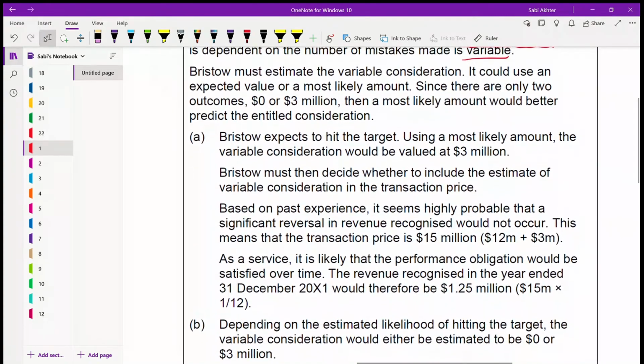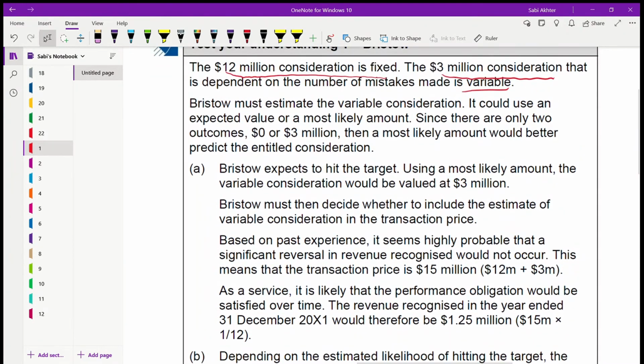Now let us go by A. So the best estimate to hit the target: using a most likely amount, the variable consideration would be 3 million, right? They are most likely to reduce the mistakes below a certain threshold. So that means they are going to receive this 3 million. They will be entitled. Bristow must then decide whether to include the estimate of the variable consideration in the transaction price. Should you add this 3 to the 12 million or not? Based on the past experience, it seems highly probable that a significant reversal in the revenue recognized would not occur. Right? This means the transaction price you can add. So it becomes 15 million.